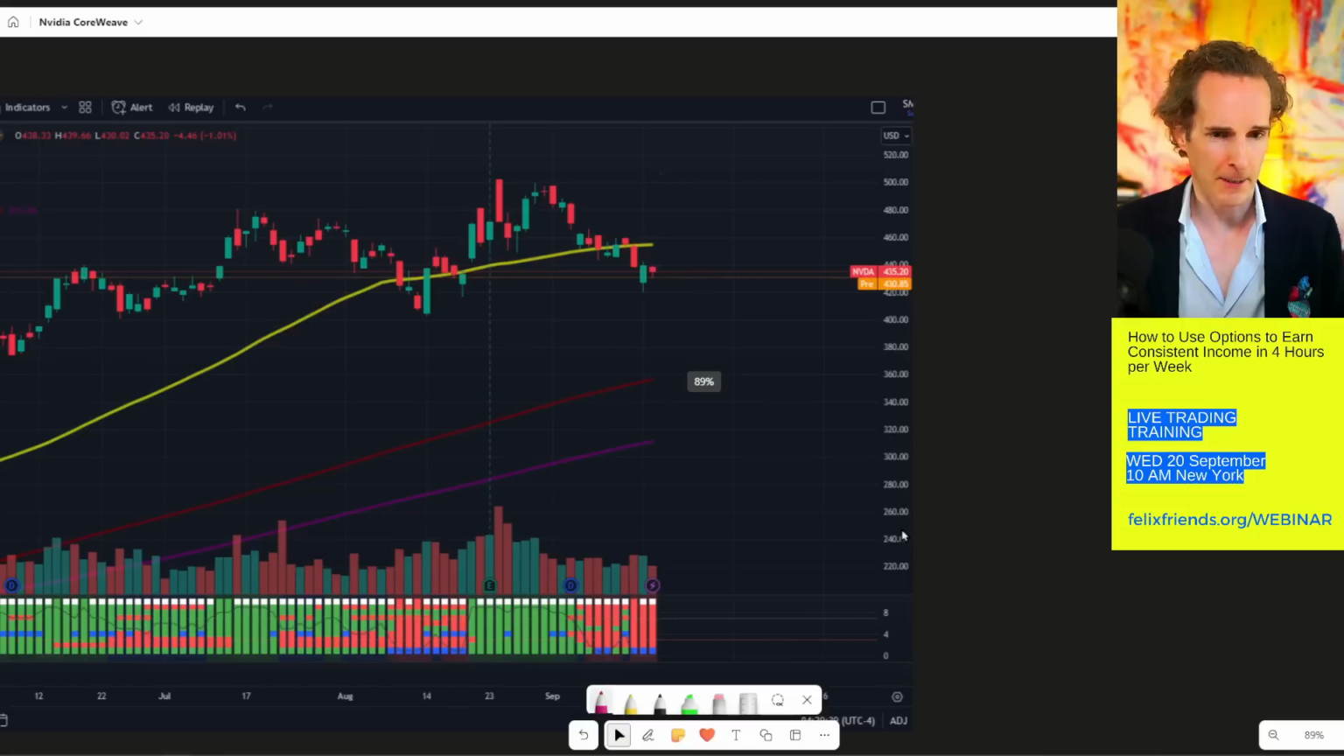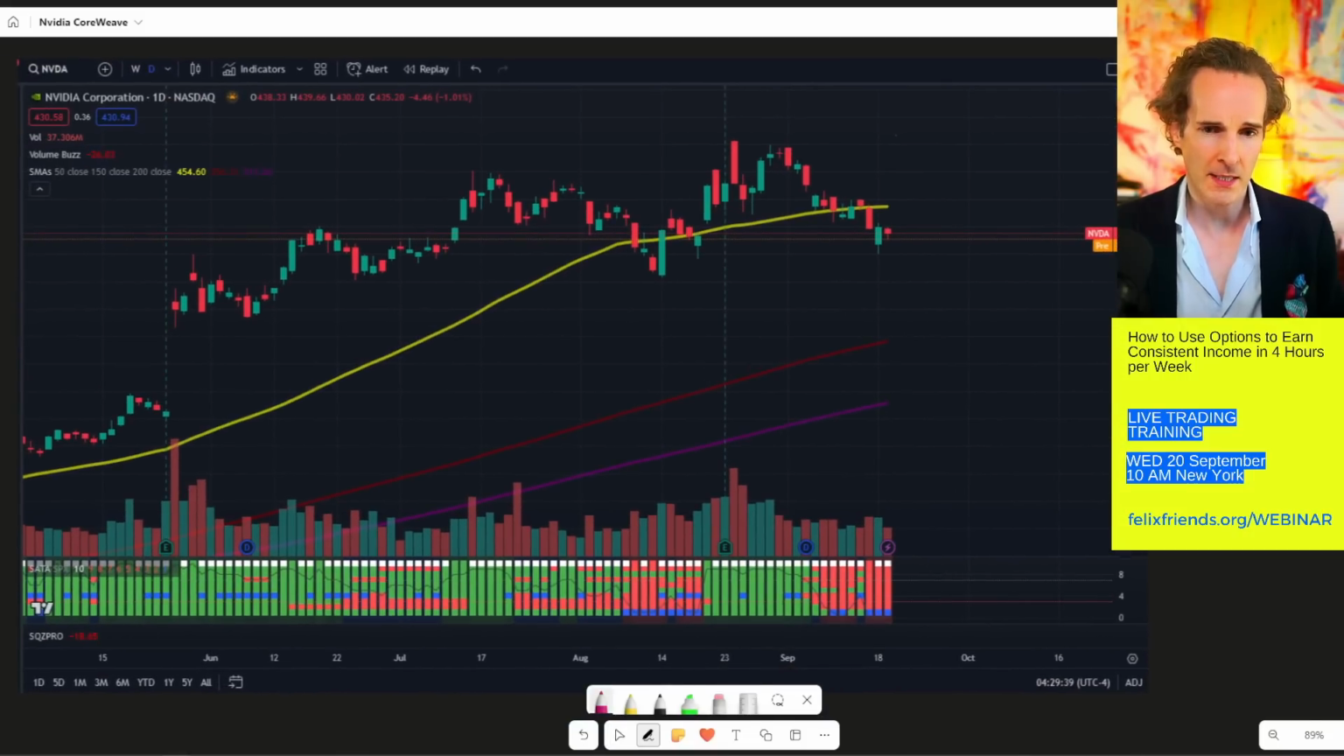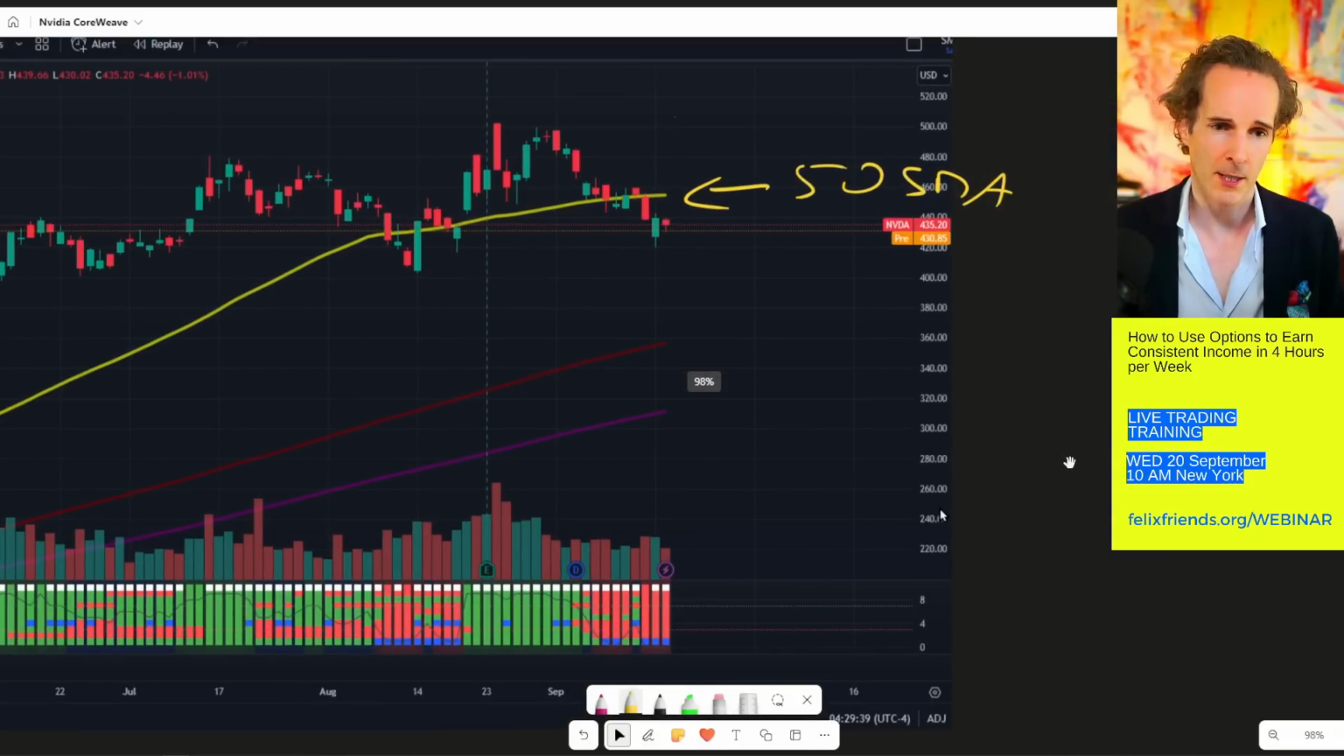Well, this is what the stock chart looks like. And the first thing I always look at is where's the 50-day moving average line? This is the 50-day, it's called an SMA, 50-day simple moving average line.